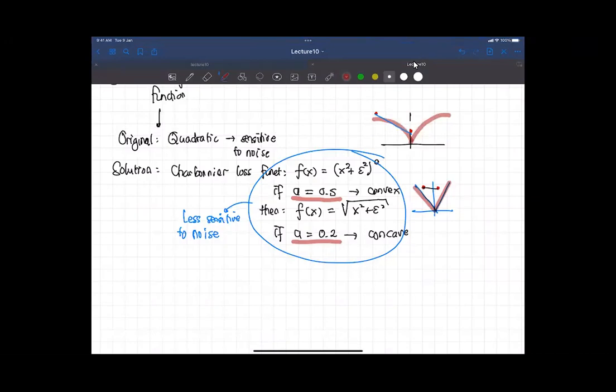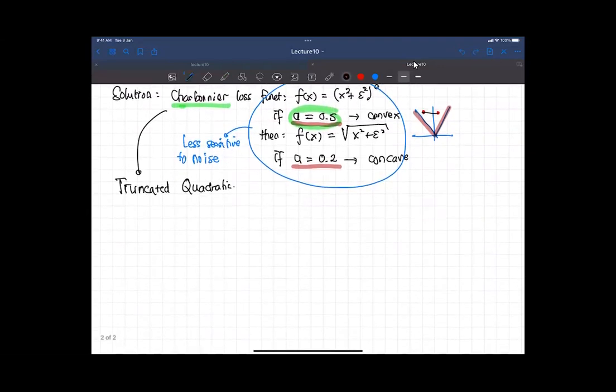Okay, so that's the idea here: that this value, especially for the Charbonnier loss function, is a equal to 0.5. There are many other solutions for non-convex optimization, for example, using truncated L2 or truncated quadratic.